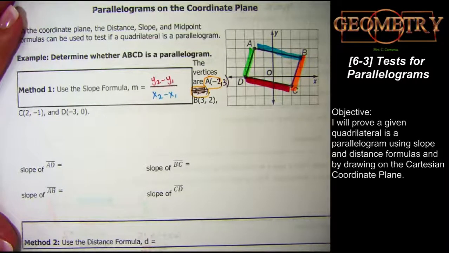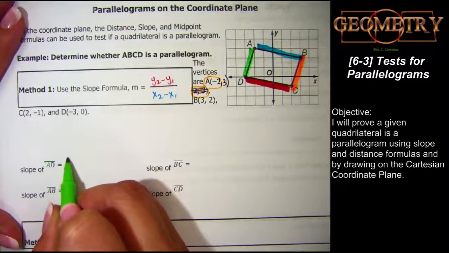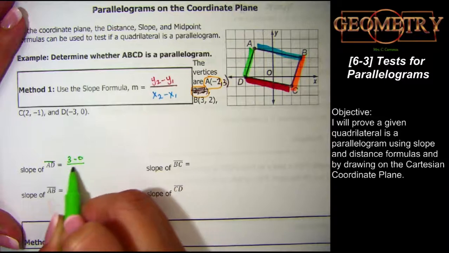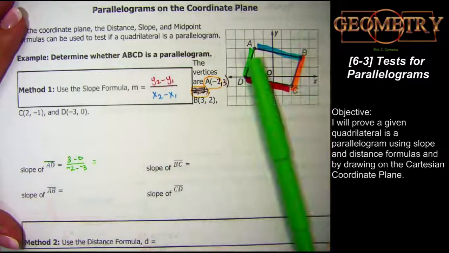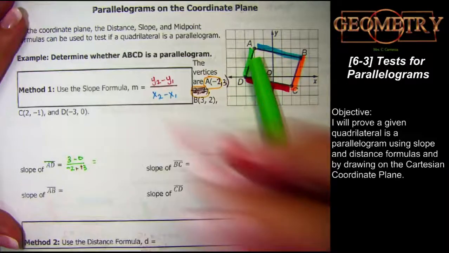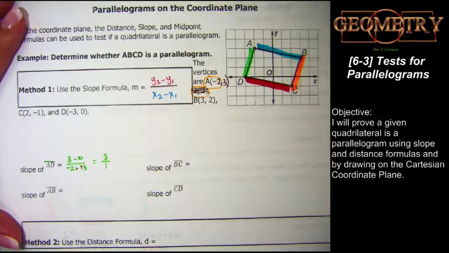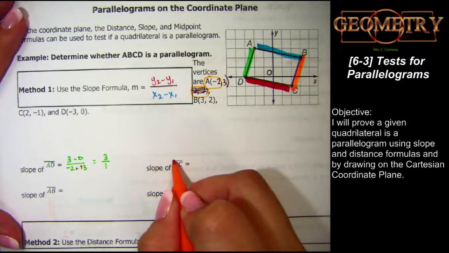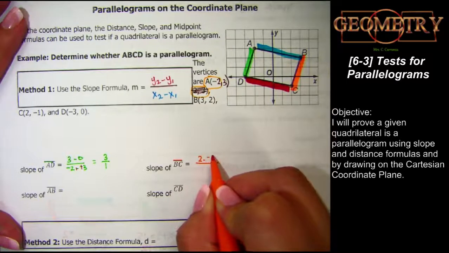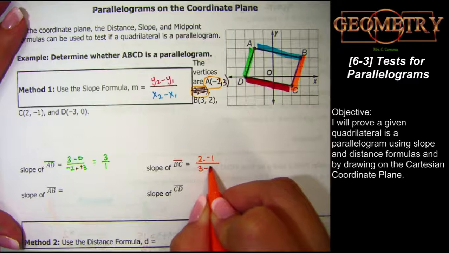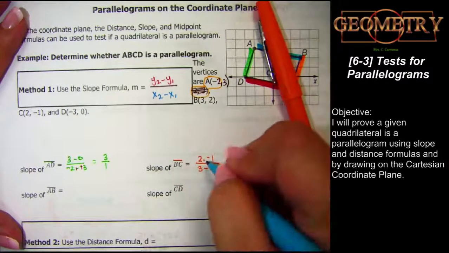Okay. AD. I'm going to start off with AD. y minus y, x minus x. 3, 1. BC. I'm just going to run through these pretty quick. So if you're not sure where I'm getting some things, please stop me.